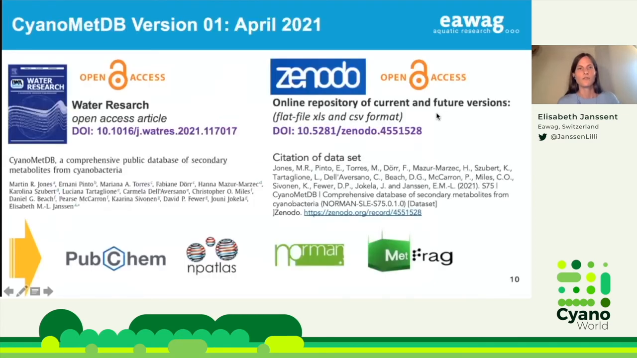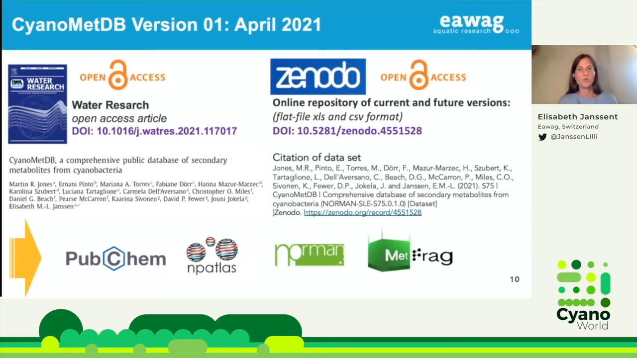Where you can find and use the database: one, we have the Water Research article to find more information, how we generated the database, what it contains, and some examples of what we think it could be useful for. And we also put the actual data file on the Zenodo repository because it allows us to publish and upload future versions. If we have an updated version, we plan that for next year right now. You will find it on Zenodo as well and can download it for free.